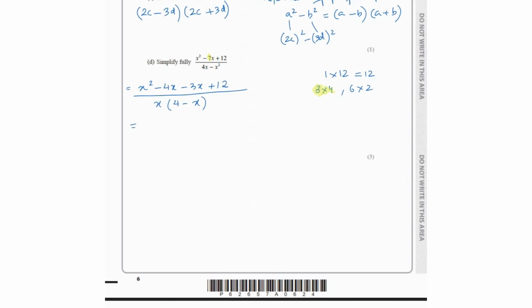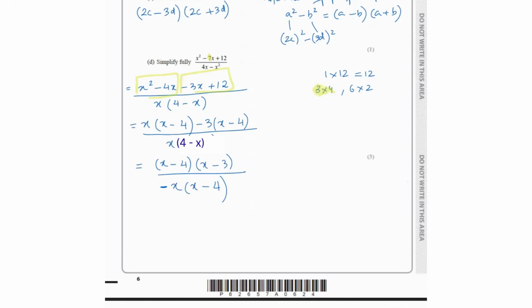Now factor by grouping in the numerator. We've already discussed this. First 2 terms make one group. Last 2 terms make another group. So the first group we have x common, so x minus 4 goes in the bracket. The second group we have negative 3 common. X minus 4 again goes in the bracket. Now x minus 4 is common, so that leaves x minus 3 in the other bracket.